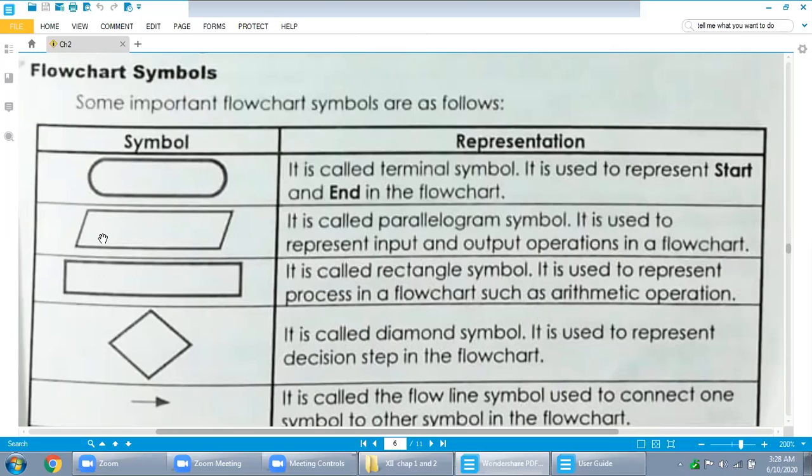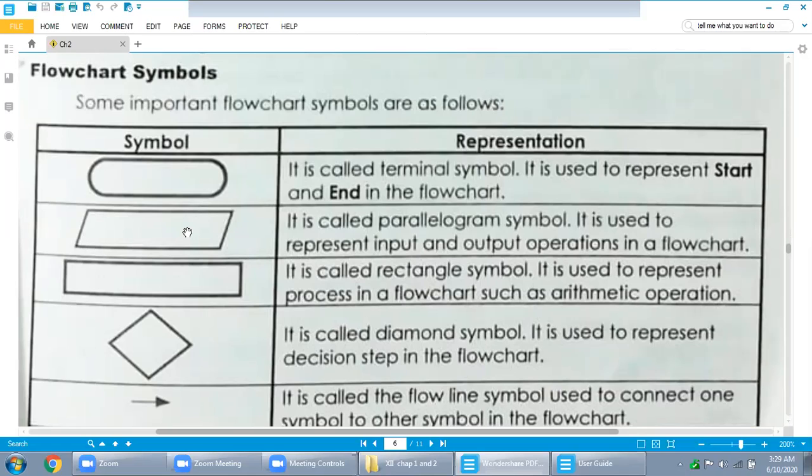Next, parallelogram. This is called the parallelogram symbol. What is the purpose of this symbol? This is used for input and output operations. Let's say in the above example, we input marks. The value of marks we input, for example, 66. We are assigning the value 66 to marks. So whenever I use the input statement or input step, we will use the parallelogram symbol.